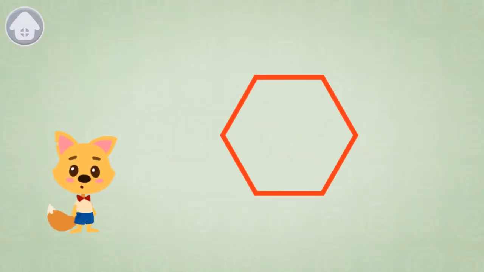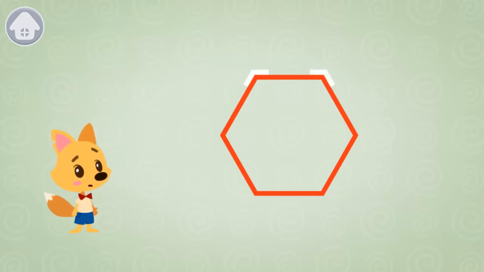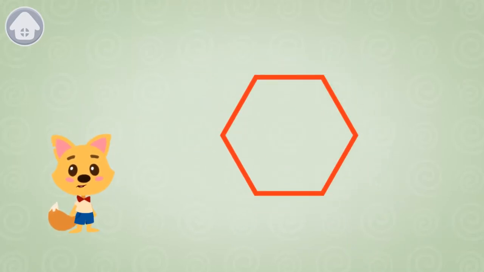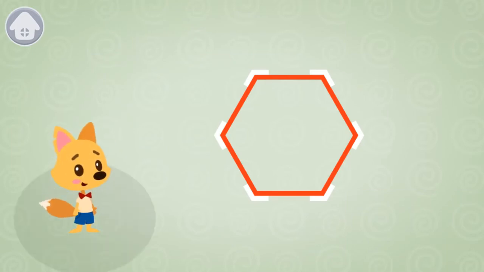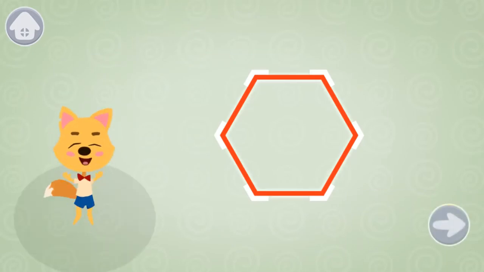This is a regular hexagon. It has six angles. 1, 2, 3, 4, 5, 6. All sides of the regular hexagon are equal. The regular hexagon is made up of six triangles. Tap on the hexagon. Correct!